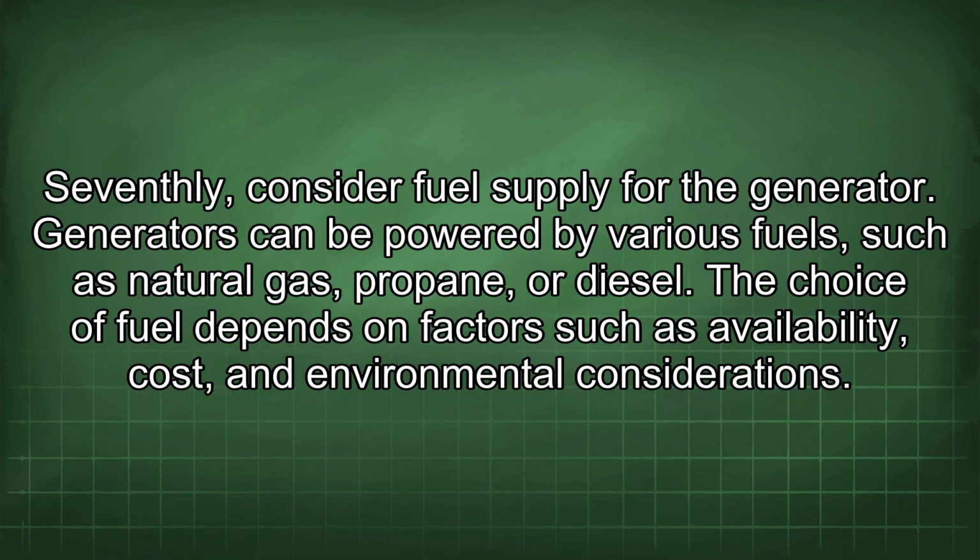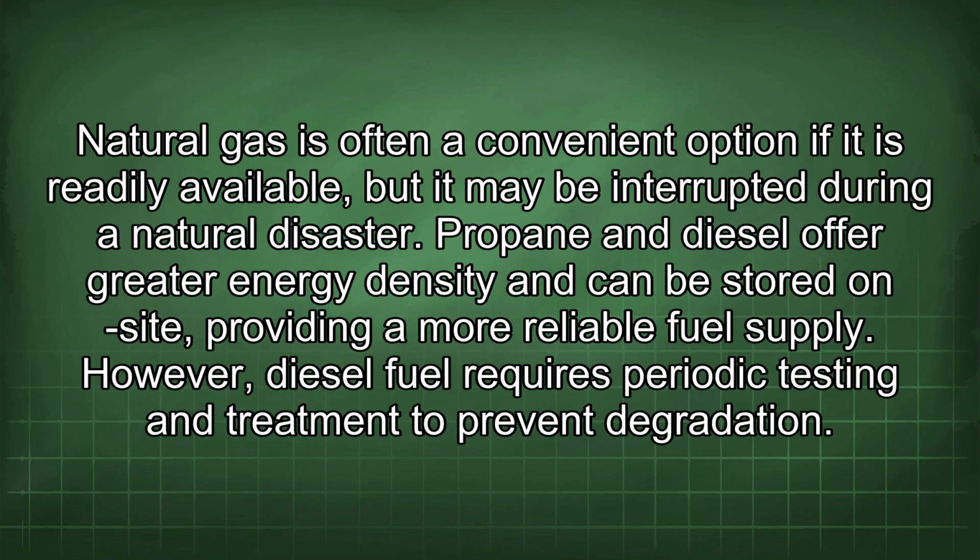Seventhly, consider fuel supply for the generator. Generators can be powered by various fuels, such as natural gas, propane, or diesel. The choice of fuel depends on factors such as availability, cost, and environmental considerations. Natural gas is often a convenient option if it is readily available, but it may be interrupted during a natural disaster.